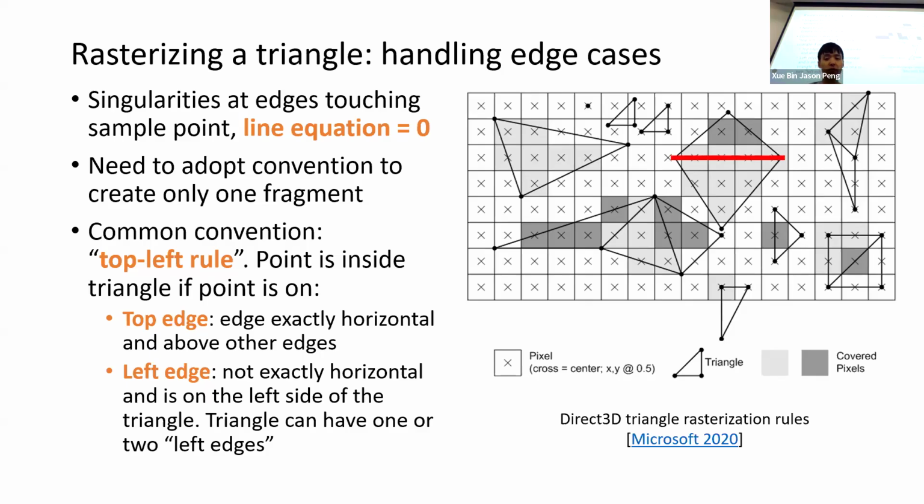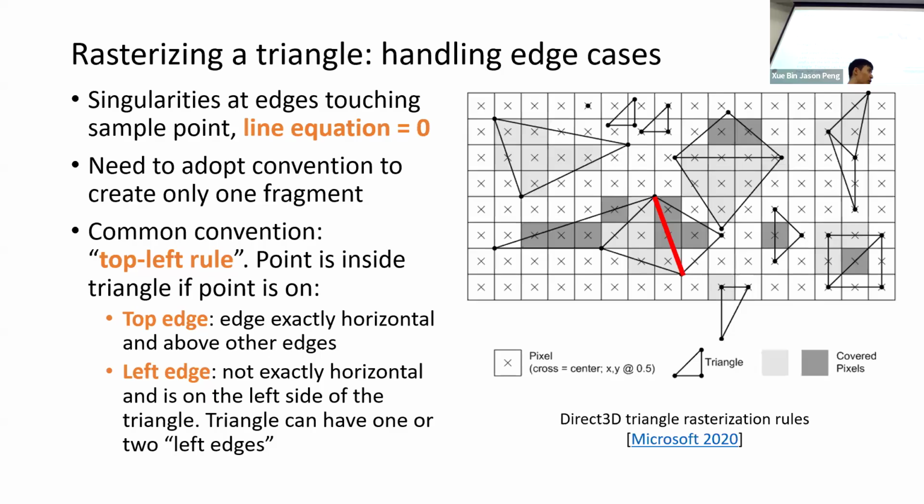A top edge will be referred to as a horizontal edge that lies at the top of a triangle. So for this particular edge that's shared by a dark gray triangle and a light gray triangle, this edge will be the top edge for the light gray triangle on the bottom. And it's not going to be a top edge for the dark gray triangle on top because it's not the top edge of that triangle.